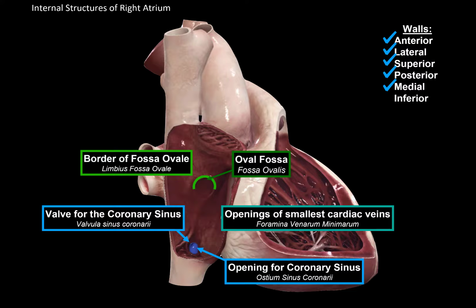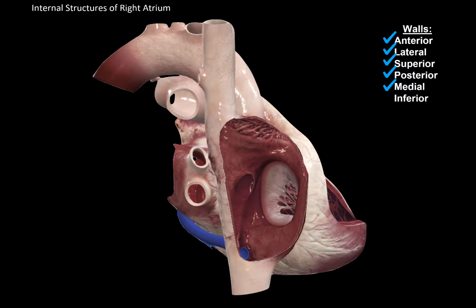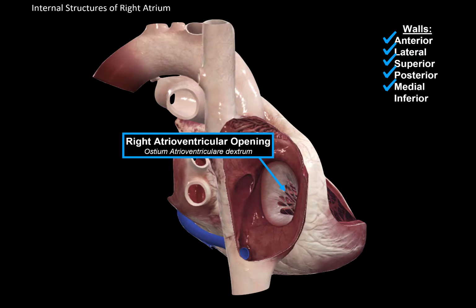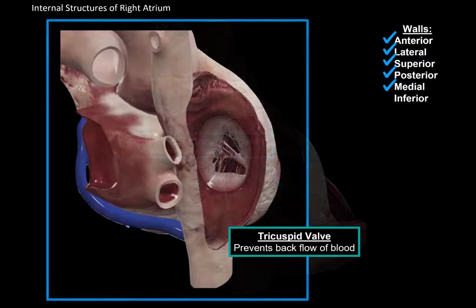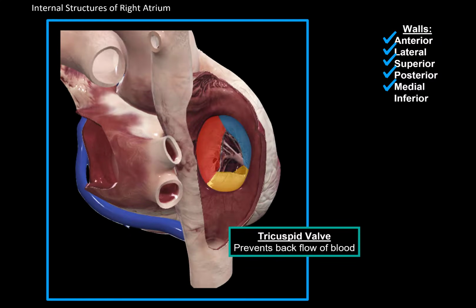Now lastly, we have the inferior wall. And to see this one, we need to slightly change the angle, as you see here. Now we're able to see an opening called the right atrioventricular orifice, or opening. That's the opening between the right atrium and the right ventricle. And this opening is guarded by the tricuspid valve, which prevents the backflow of blood. And it's called the tricuspid valve because it has 3 cusps or 3 leaflets. So if you zoom in on it, you will see 3 cusps right here.